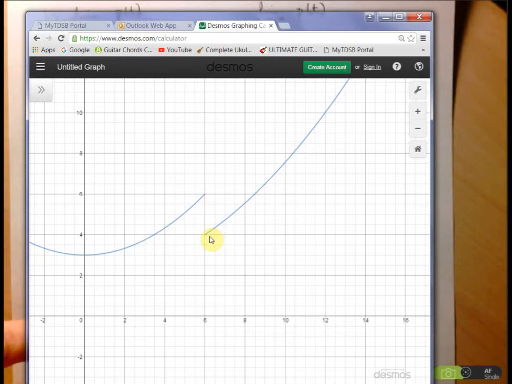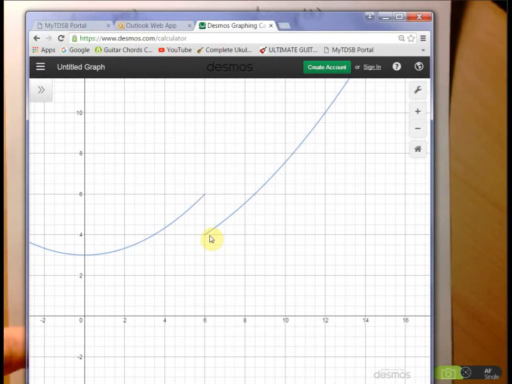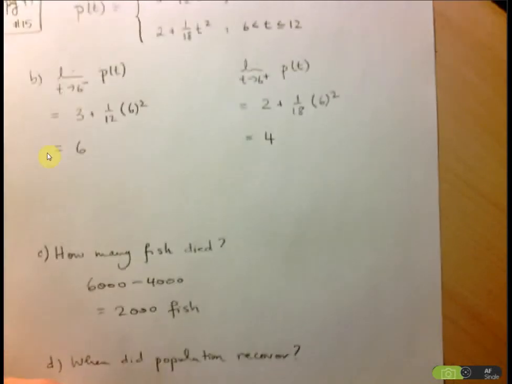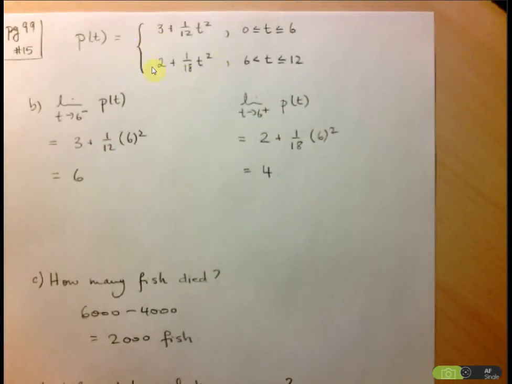Now what we want to know in the next part is when will the population recover? Since we're talking about after the catastrophe, we need to work with the right-handed function. So even looking at our graph, it looks as though it might be maybe around 8.5 years, so it'll take about 2.5 years for them to recover, but we're going to do this analytically. What's important here is because we're interested in the times after the chemical spill, we're going to be working with the second function. So what we want to know is when will this second function again be equal to 6? In other words, the population right at the point of the oil spill.